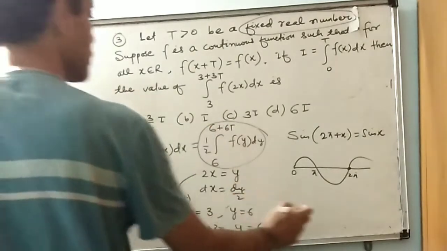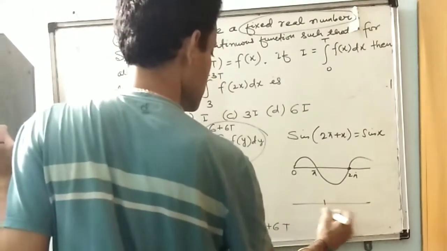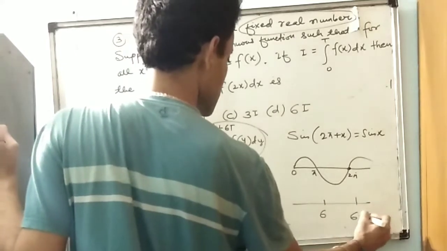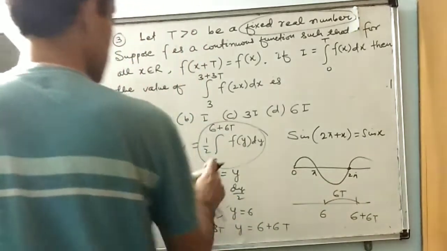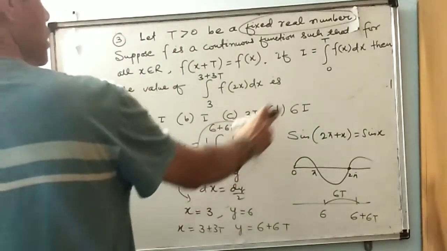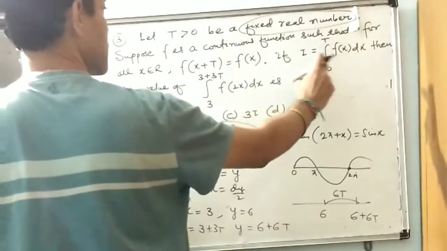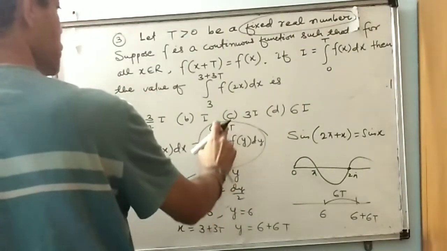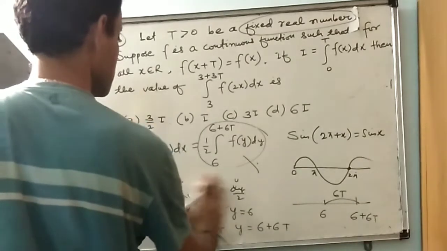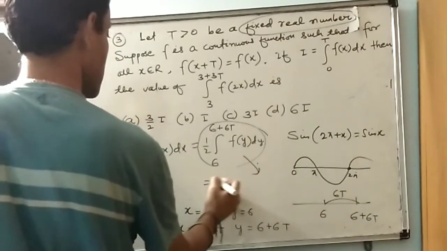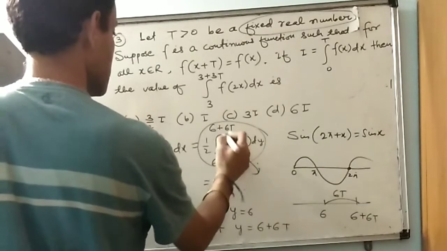Now look at this. This one is 6 to 6 plus 60, so the interval is 6 to 6 plus 60. Interval is of 60. It's similar to 0 to 60. 0 to t is given as I. Therefore 0 to 60 will be taken as 6I.